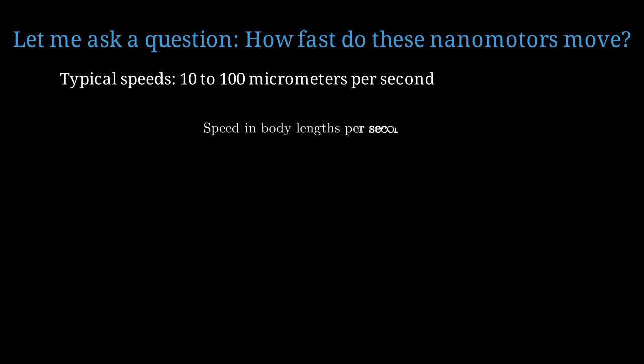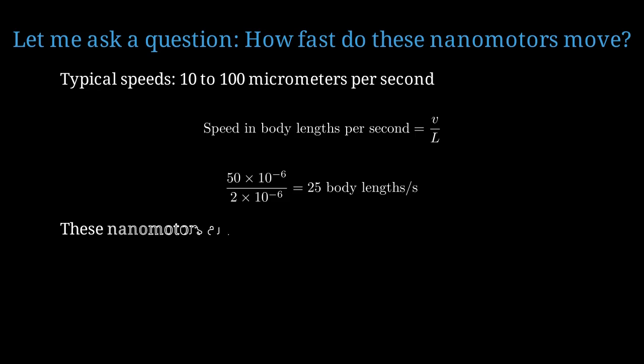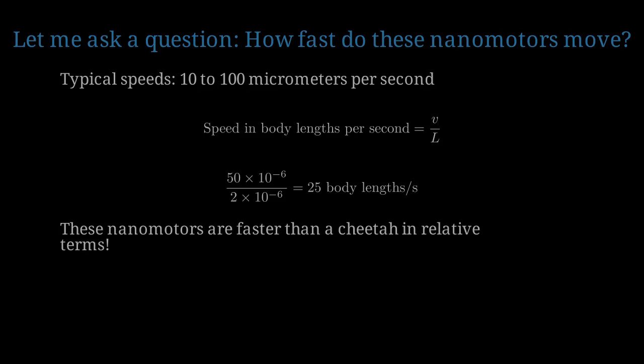If we normalize by body length, we calculate speed in body lengths per second equals V divided by L, where V is velocity and L is particle size. For a 2 micrometer particle moving at 50 micrometers per second, that's 25 body lengths per second. A cheetah, by comparison, achieves about 16 body lengths per second at top speed. So these tiny synthetic motors are actually faster than a cheetah when you account for their size. This is quite remarkable for an inanimate object powered purely by chemistry.